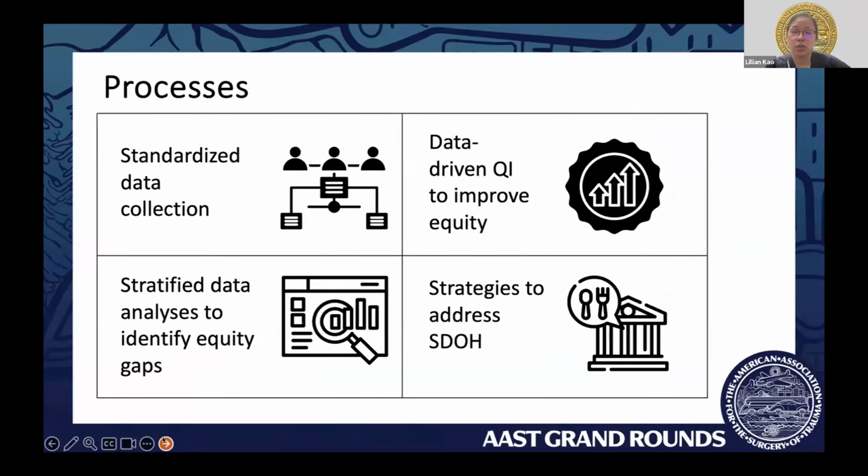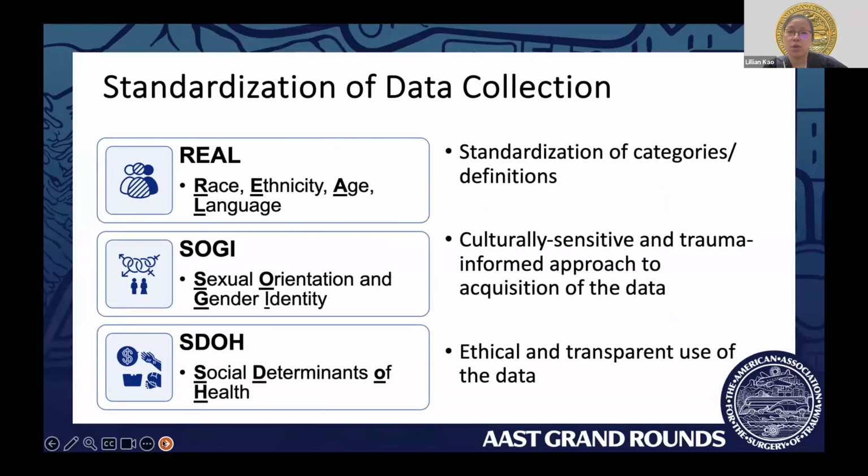We also know that in order to improve equity and to provide equitable care, we have to have standardized data collection. Perhaps we learned from Dr. McCrum that stratified data analyses may not be sufficient, but it's a start to identify equity gaps. We need to have strategies to address social determinants of health. And ultimately, again, as Don Berwick wrote in an editorial, just weighing a pig doesn't make it fatter. So you have to use your data to actually drive improvement. Just a moment on standardization of data collection.